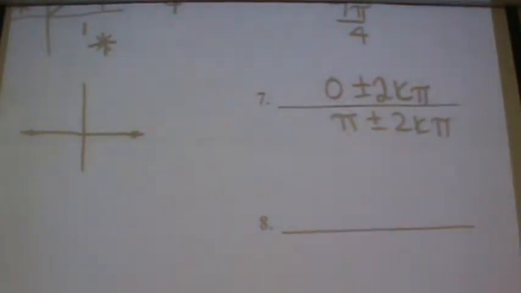Number 7, what's the definition of sine? It's y over r. Where is the y value 0? Here and here. So this one's 0 plus or minus 2k pi and pi plus or minus 2k pi. Now for this one you could actually write 0 plus or minus k pi because you'll pick up this answer. And the last one.